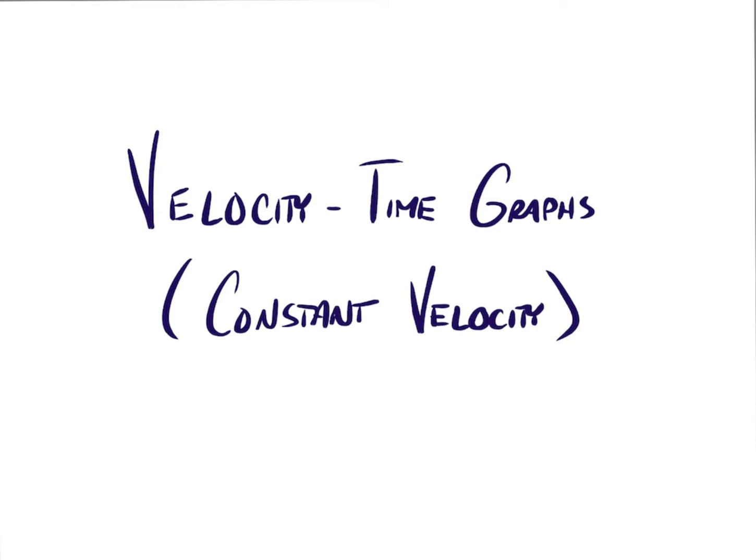It's one thing to convert a position time graph to a velocity time graph. It's another thing entirely to only be given a velocity time graph and be able to use that to make inferences about the motion of the object. So that's what we're going to look at in this video.